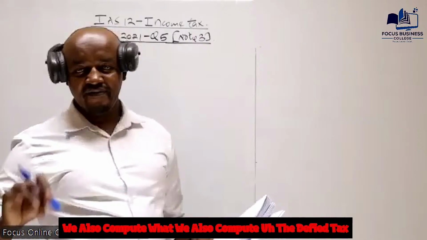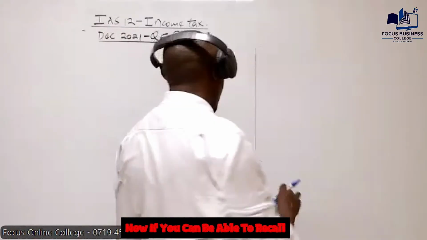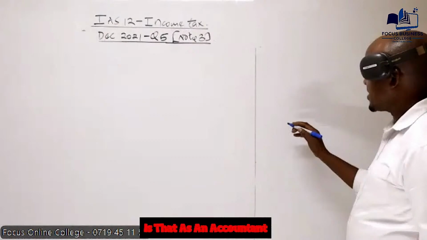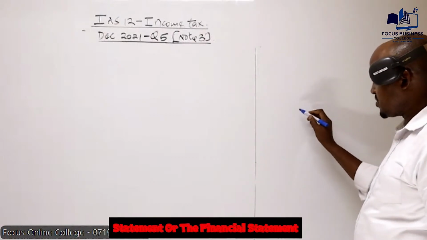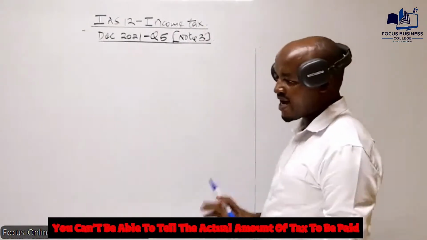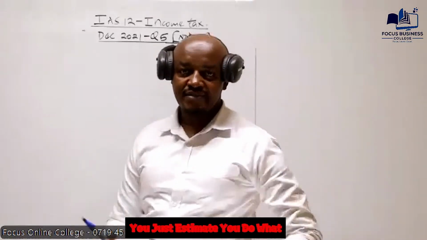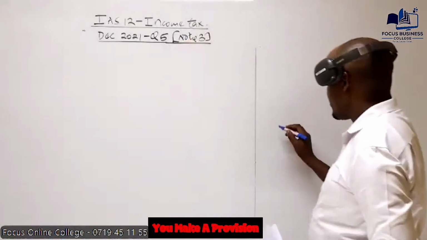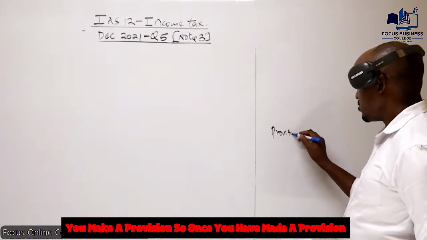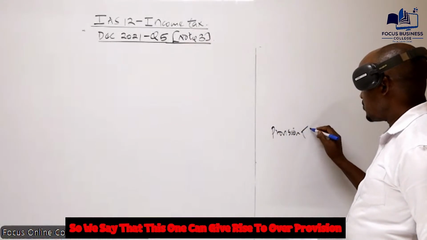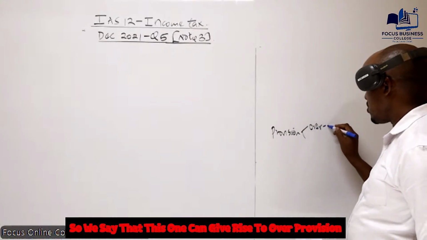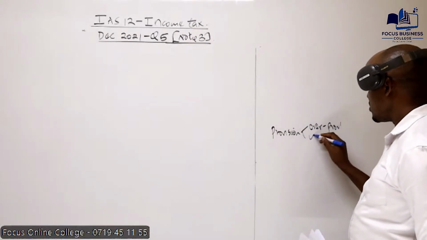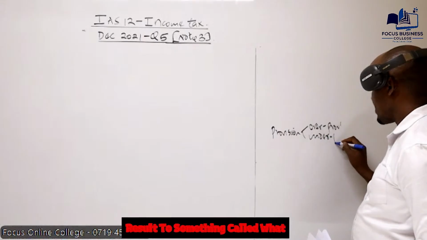Now, if you can recall our previous session, what we said is that as an accountant, anytime you're preparing the income statement or the financial statement, you can't tell the actual amount of tax to be paid. You just estimate the tax to be paid, and you make a provision. So once you have made a provision, this can give rise to over provision, or under provision.